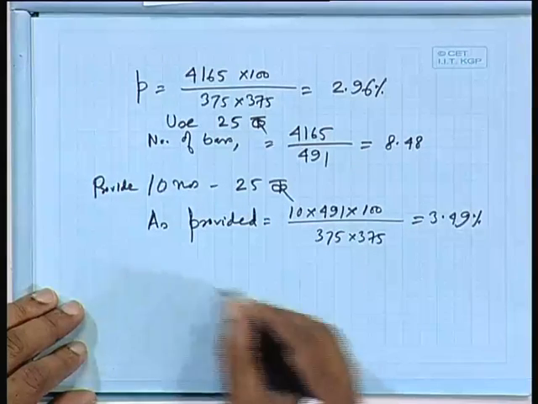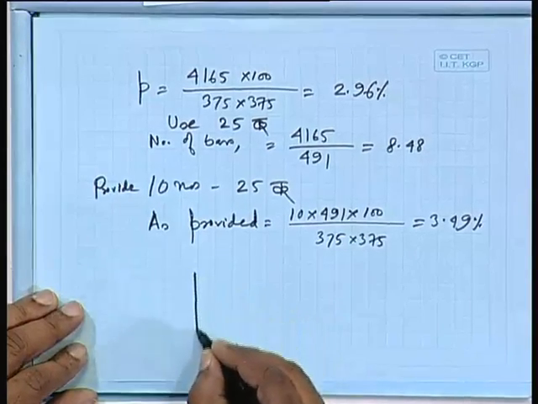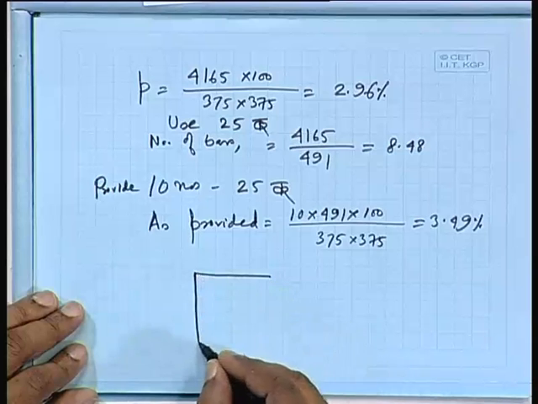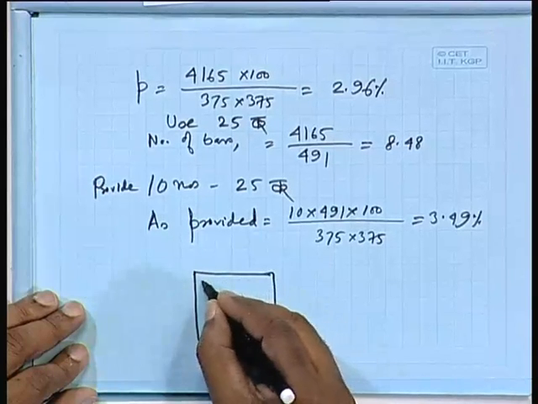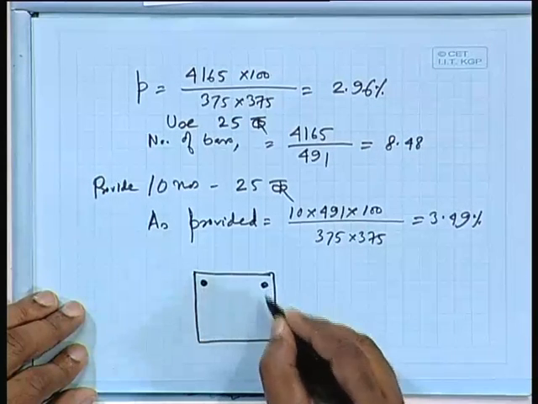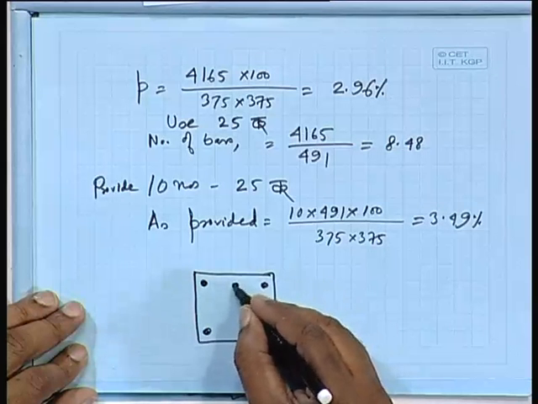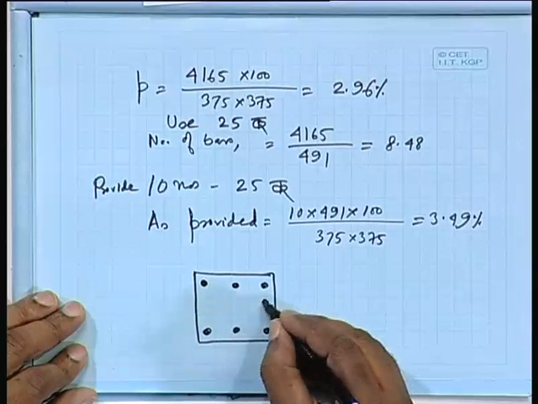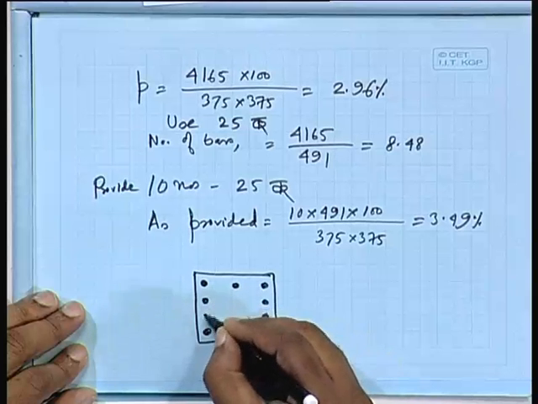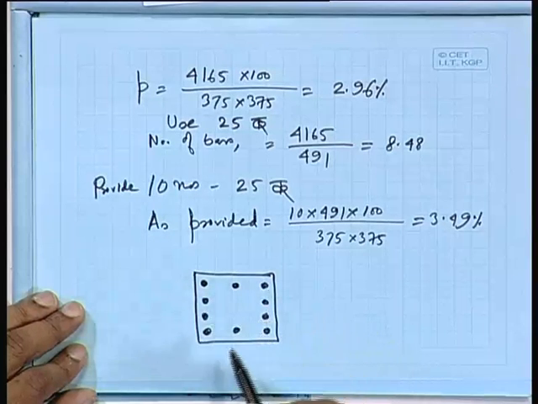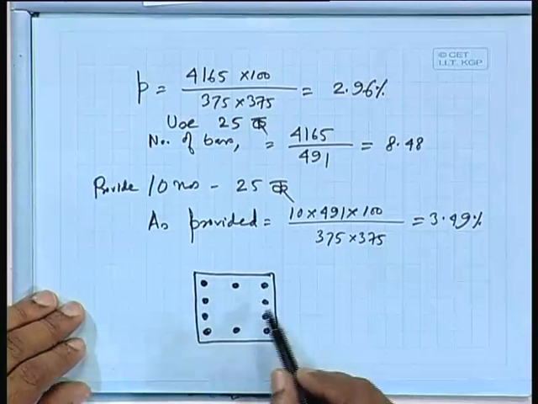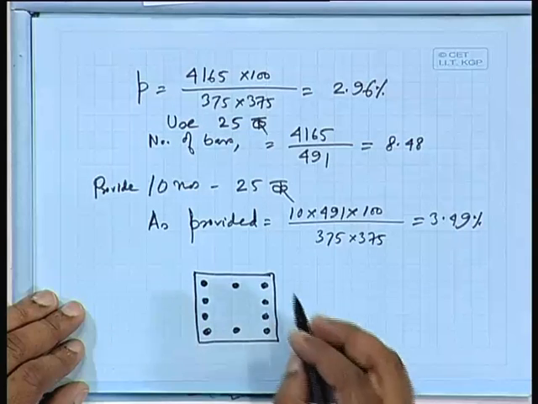So, what about the cross section? The cross section I shall provide here, always 4 corners we can provide here. So, 6, then we can provide here 2. So, though it is not symmetric, anyway we are having 10 numbers of bars.